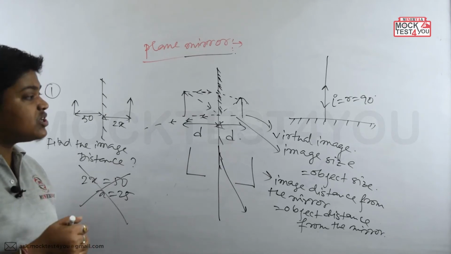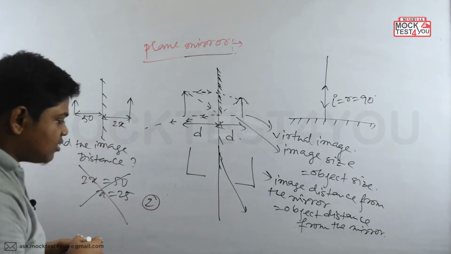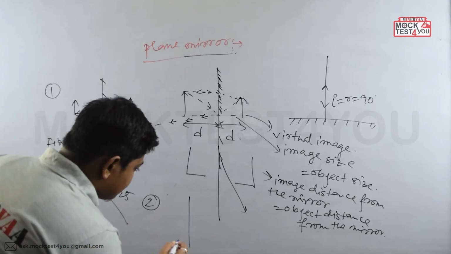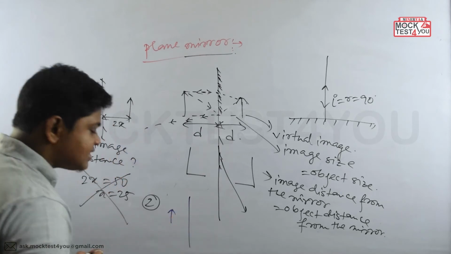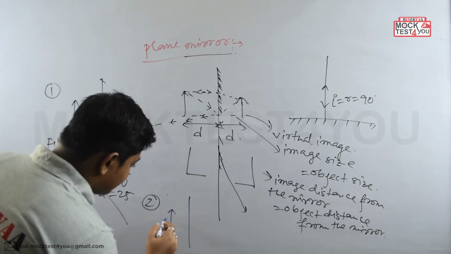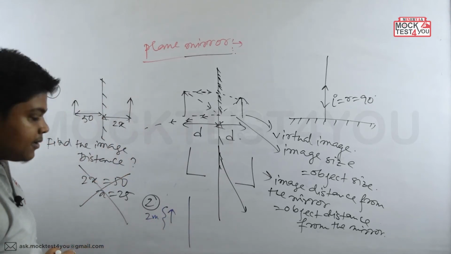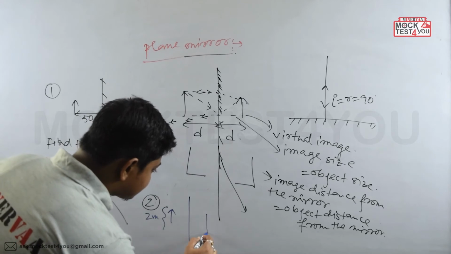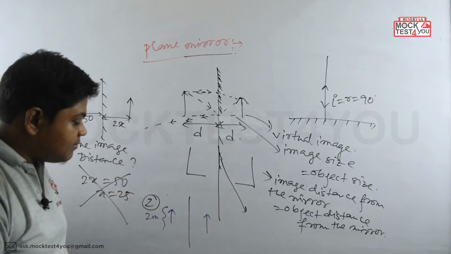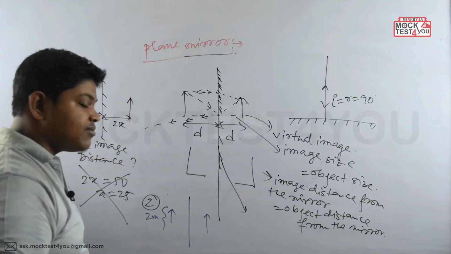Now the second question that they can ask, I'm just writing it down over here. In this case, there is an object placed over here having a height of 2 meter. There is an image which you have got, and they will ask you to find the height. Now this is a very basic question.